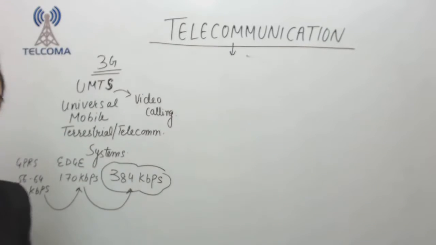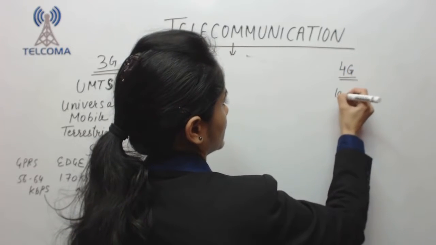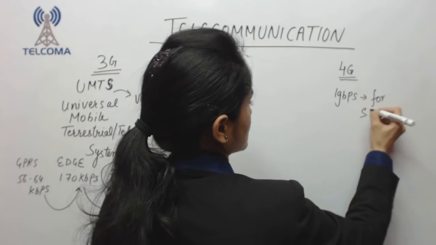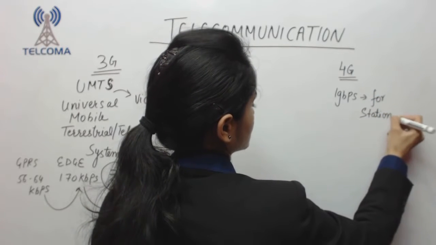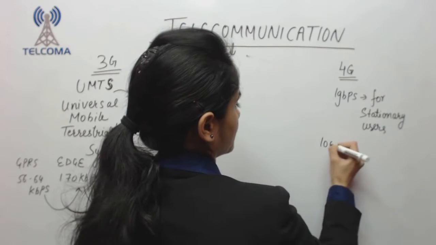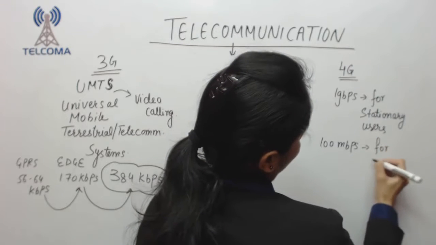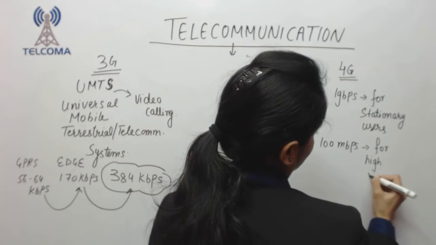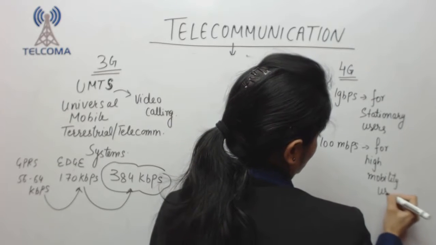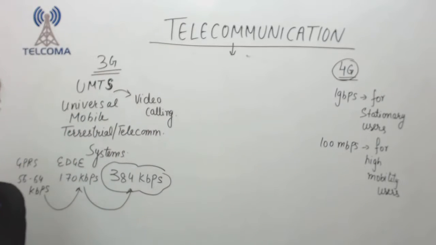Now we have set up a target: whenever we have 1 gigabit per second for stationary users and 100 Mbps for high mobility users, we will call that our fourth generation.